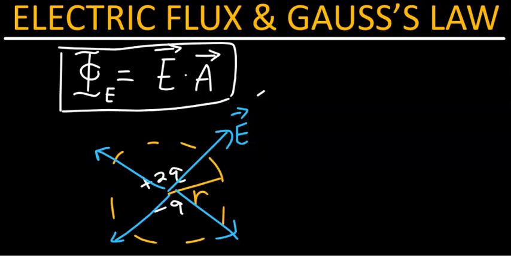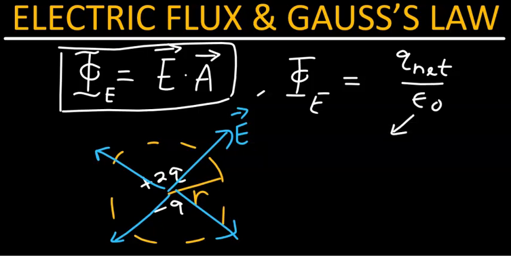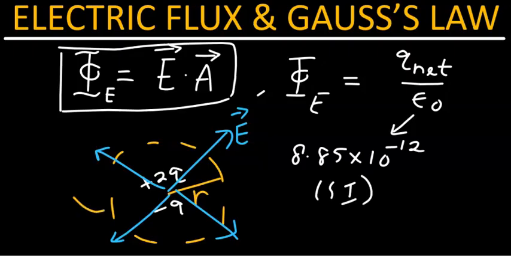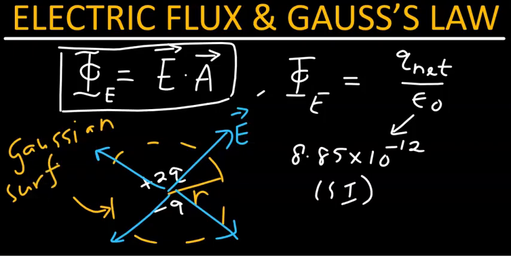Gauss's law says the electric flux through such a closed surface equals the net charge enclosed by the surface over epsilon naught, where epsilon naught is the permittivity of vacuum, and its value is given by 8.85 times 10 to the power minus 12 in SI units. Such a closed surface is known as the Gaussian surface. It need not be a spherical surface.